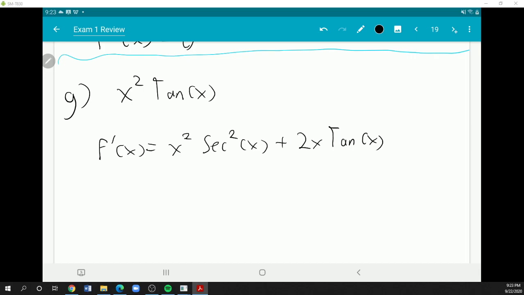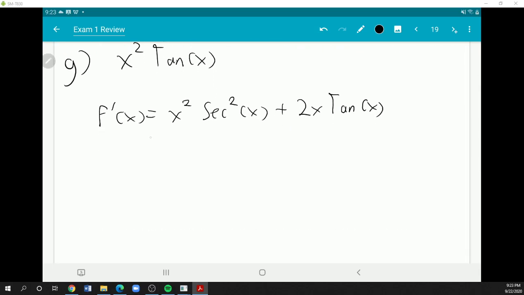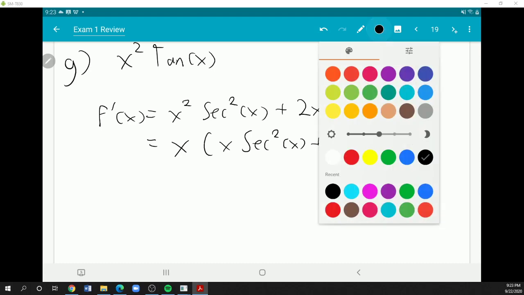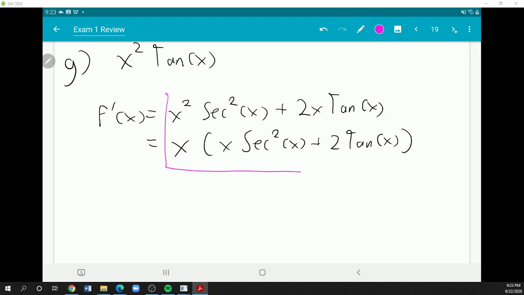And again, that's completely fine to leave like that. But let's say I was looking for zeros. It would behoove me to factor out. So either of these answers are perfectly acceptable for the exam. But just note, if you were finding zeros, you would want the bottom one.